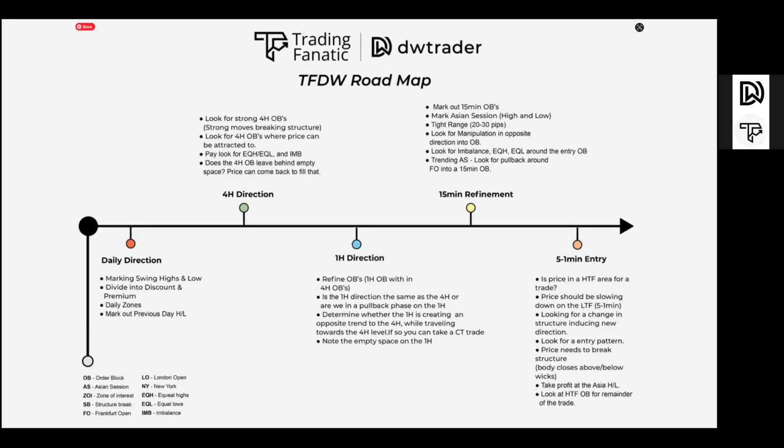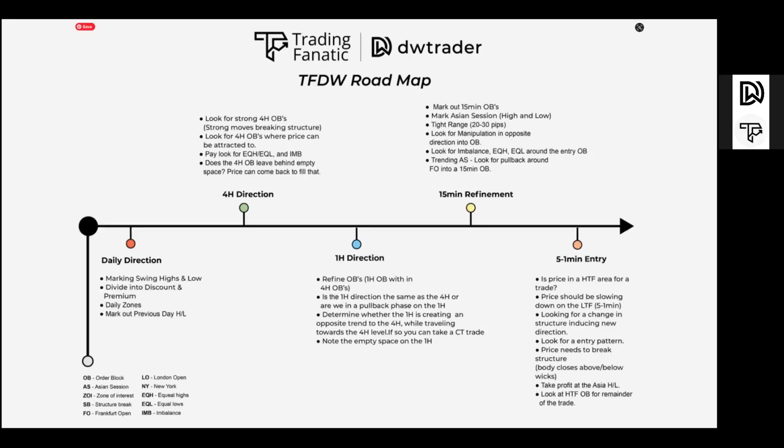Next, 15-minute refinement. We mark out our 15-minute order block, so it's even further refining. We mark out the Asian session high and low. Are we in a tight range, 20 to 30 pips? We look for the manipulation in the opposite direction into an order block. We look for the imbalance, equal highs, equal lows around the entry order block. And if we are trending in the Asian session, look for that pullback around Frankfurt Open into a 15-minute order block. I've just encapsulated everything that we've spoken about before and put it in a nice package, in a few bullet points. So you have gone through everything now. When you look at this, you'll know what to look for, and you know what the examples are.